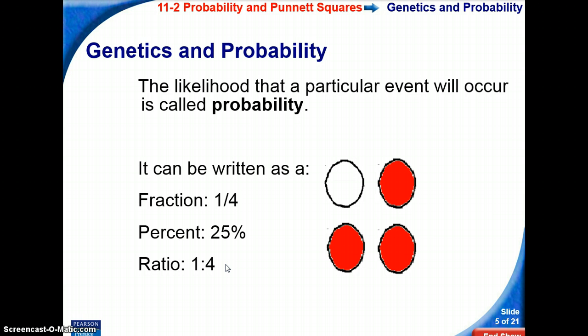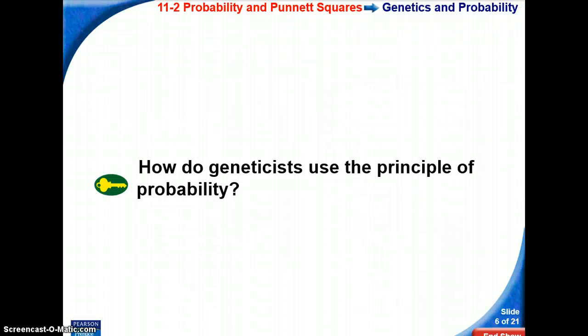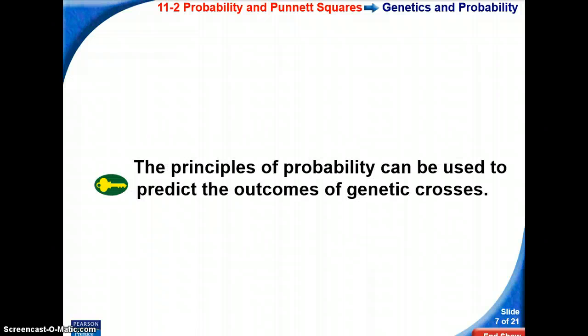So you can use probability for all sorts of things. You can use it in card games, you can use it in dice games, you can use it to figure out the possibility that something's going to happen. How do geneticists use the principle of probability? Your first key concept question. Geneticists use it to predict the outcomes of genetic crosses. So the principles of probability can be used to predict the outcome of genetic crosses.